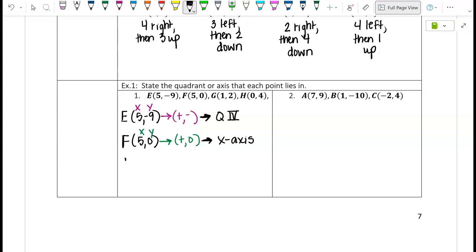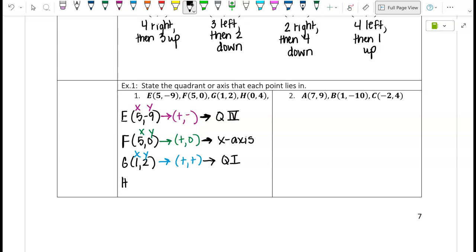My next point, G, is 1, 2. Again, 1 is representing x, 2 is representing y. Here I have a positive combo. So what quadrant are my positives in? Quadrant 1.